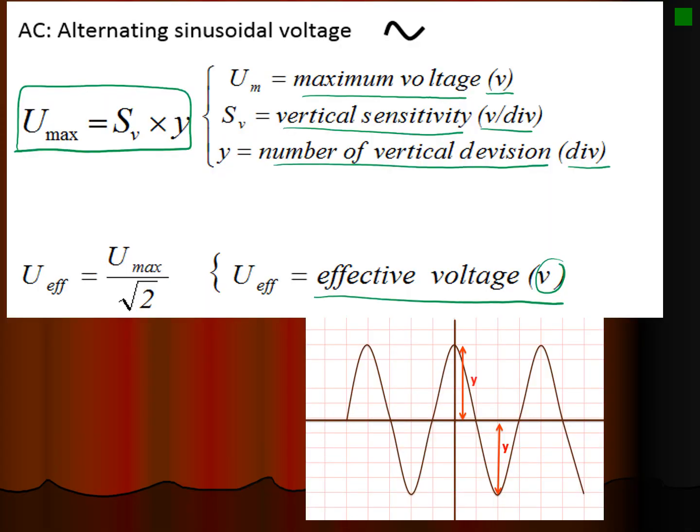To find the voltage using an oscilloscope, we use Umax equals SV times Y. Umax is the maximum voltage, its unit is volt. SV, vertical sensitivity, its unit is volt per division. Y, number of vertical divisions, its unit is division. While U effective equals Umax over radical 2. U effective is the effective voltage, its unit is volt.